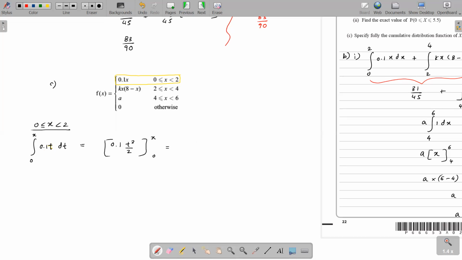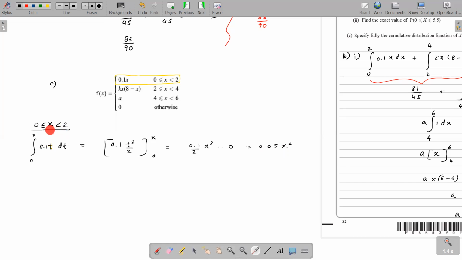So now I can clearly replace the t with x, right? So that comes really easily. So 0.1 divided by 2 x square minus the other term, which is 0, right? Which gives me 0.05x square. That is the CDF. So this is the CDF function for any x value between 0 and 2, right?